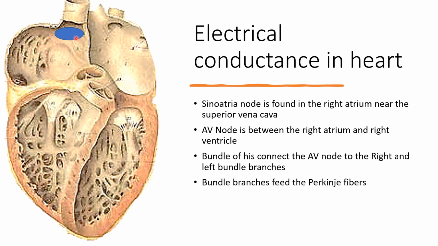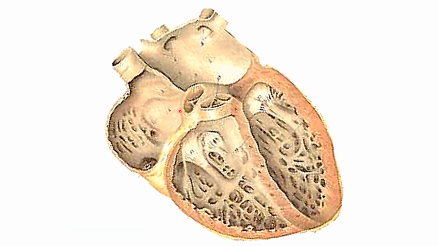So over here you can see where the sinoatrial node is, what people call the SA node. The AV node would be around this area here, the atrioventricular node. The bundle of His would come off here, and the bundle would branch into right and left branches, and then you'd end up having the Purkinje fibers.